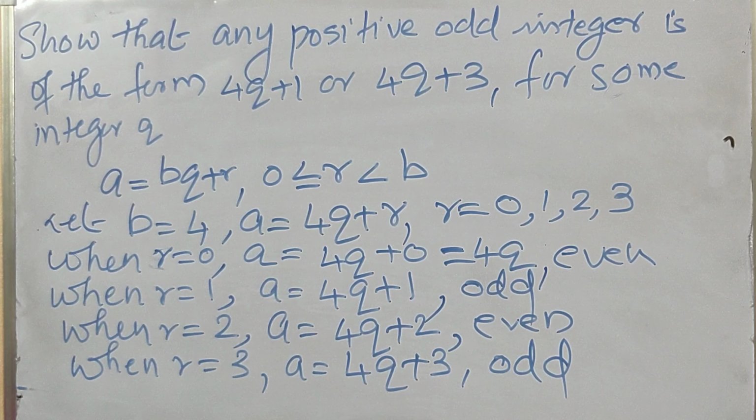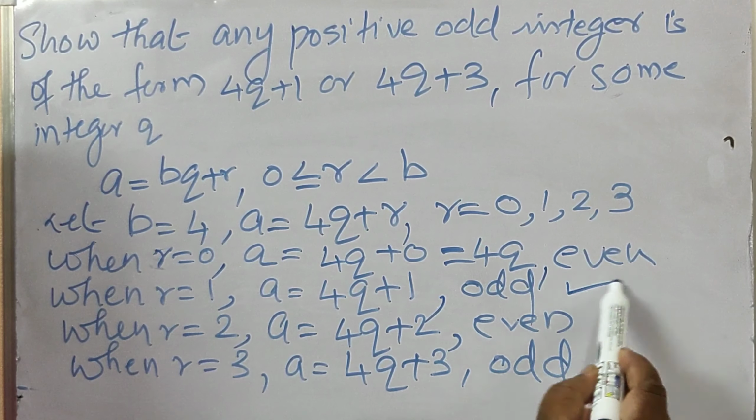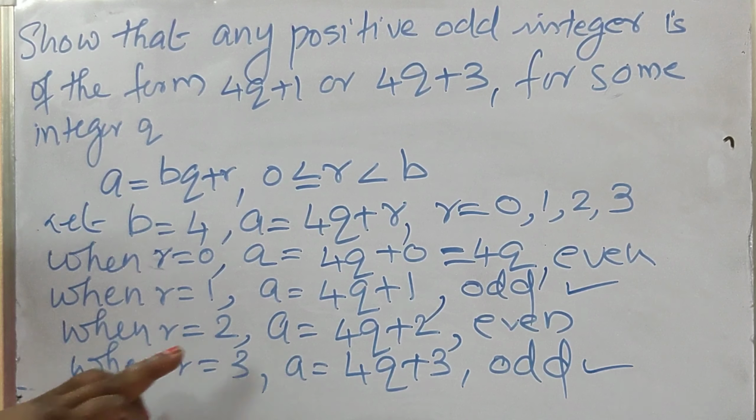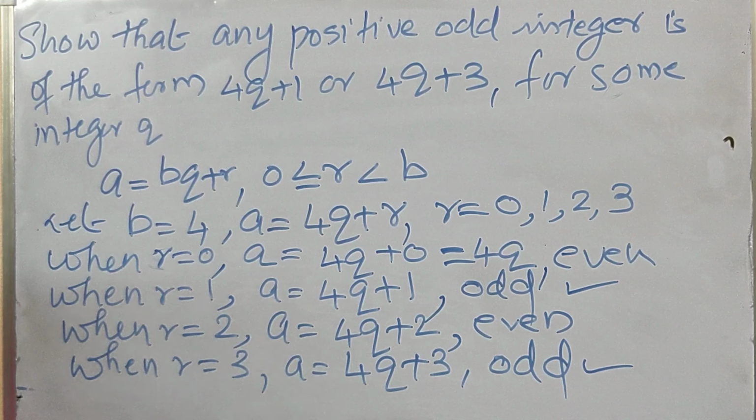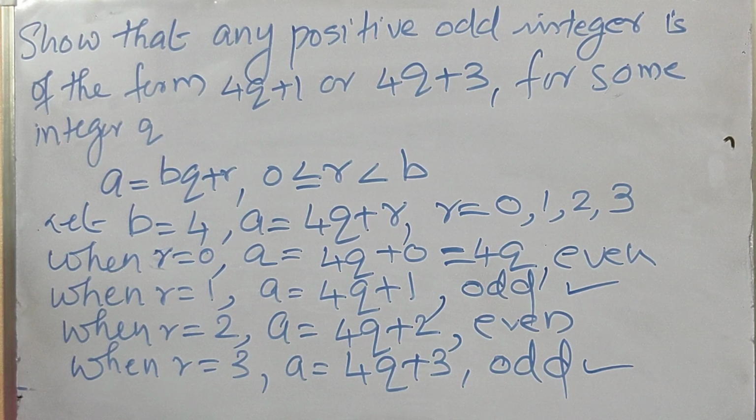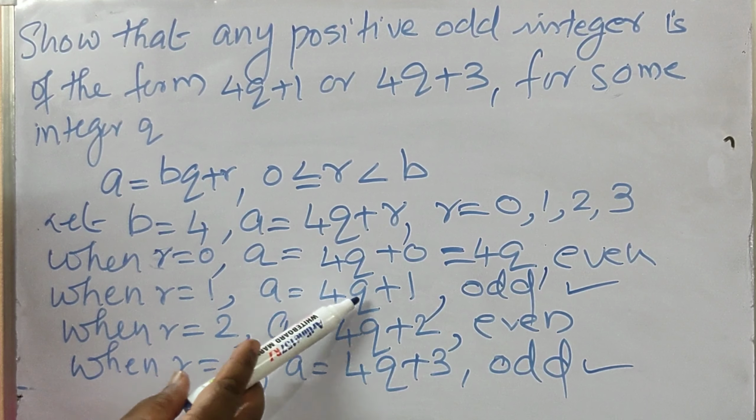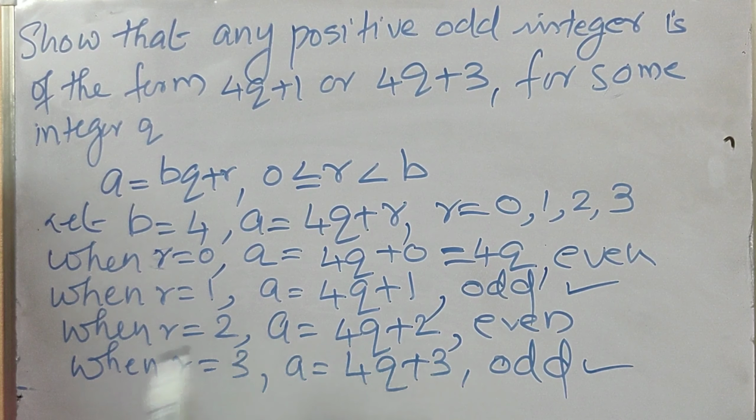Now we can collect all the odd terms here. Which ones do we get as odd? This one and this one. That is 4q + 1 and 4q + 3 are odd, and that is what we were asked to show. Show that any positive odd integer is of the form 4q + 1 or 4q + 3, and we got 4q + 1 as odd and 4q + 3 as also odd.